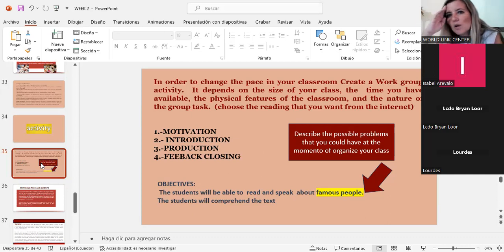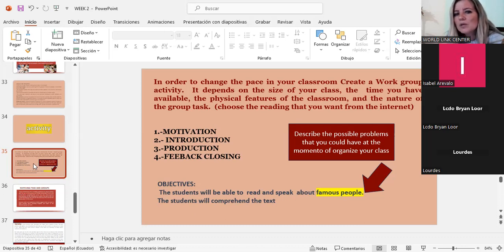Choose the reading that you want from the internet. Okay, the reading that you have, maybe a short reading, a small reading. You have to create the motivation, introduction, production, feedback, closing. Objective. What is the objective? The student will be able to read and speak about famous people. Okay, you have to find a reading about famous people from the internet. Could be a short reading. Famous people.